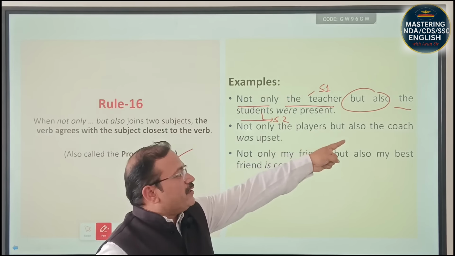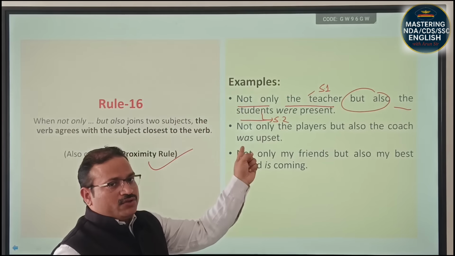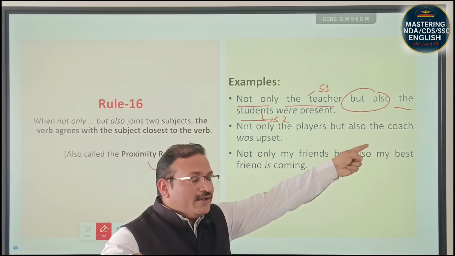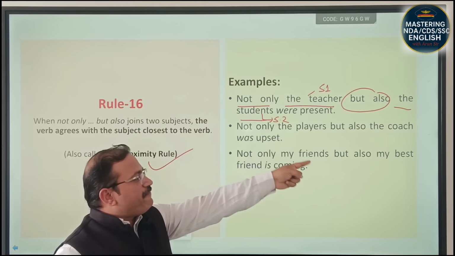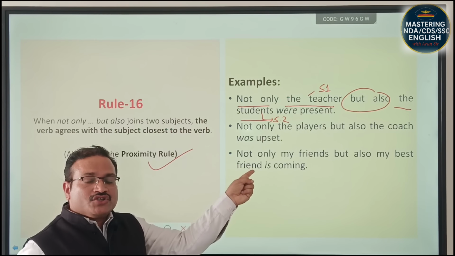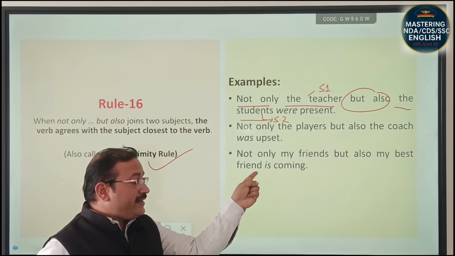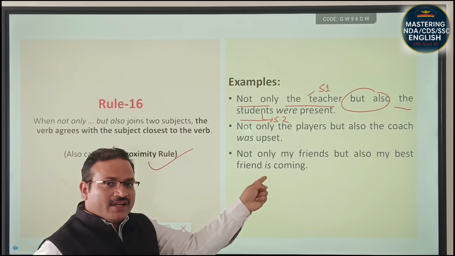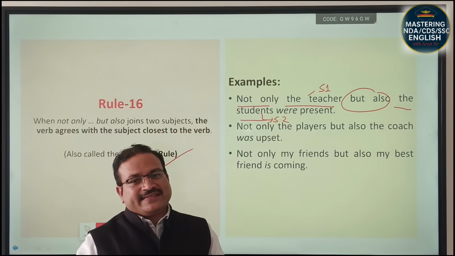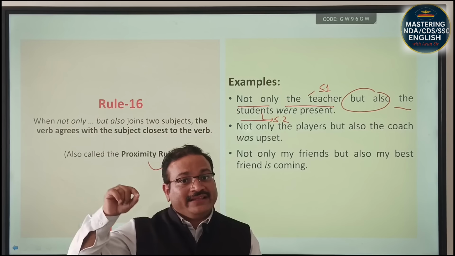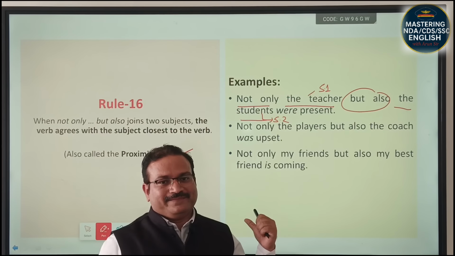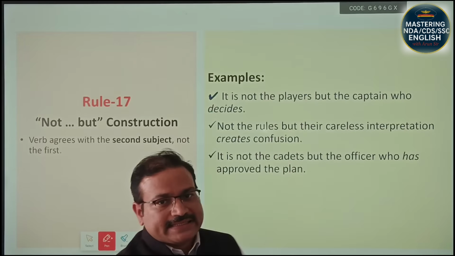Not only the players but also the coach was. Why was? Because the coach is the nearest subject. Coach is singular, so was. Not only my friends but also my best friend. Why is, not are? Because my best friend is the subject nearest to this verb. My best friend is singular, so the verb is singular. The same proximity rule that we applied in either or, neither nor will apply here also. Now here is rule number 17.